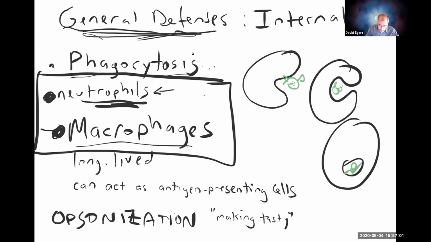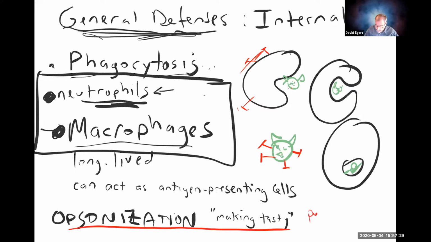So sometimes you'll have something basically put little handles on some target here. Some little handles are going to get put on there that is going to make it even easier for the phagocytes to recognize and eat it. So opsonization, making tasty, like putting little handles on.